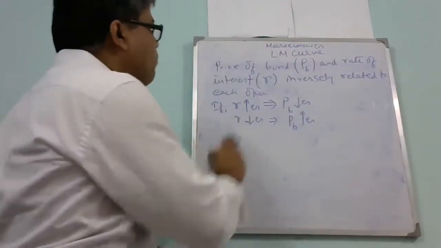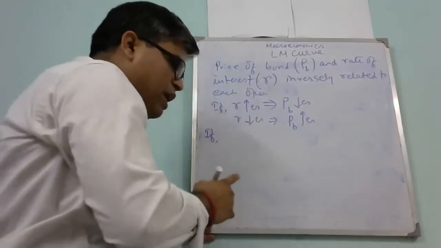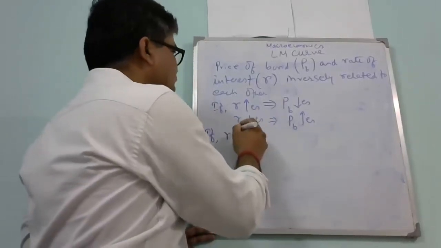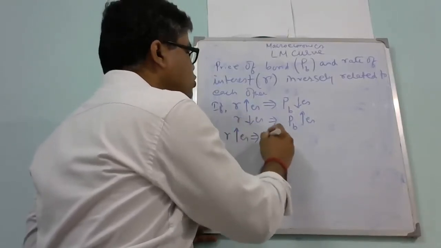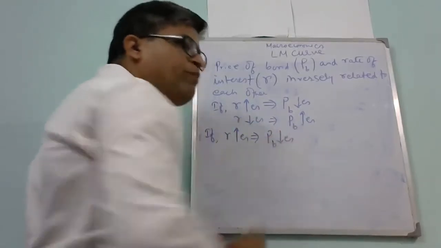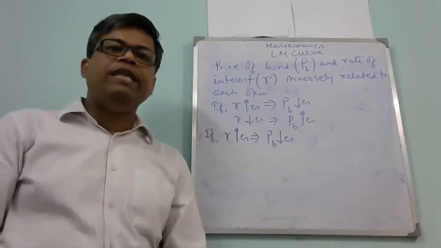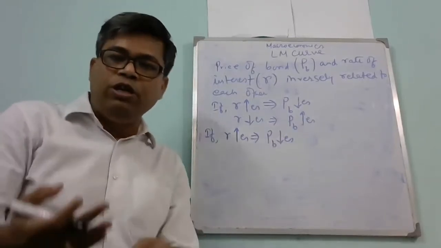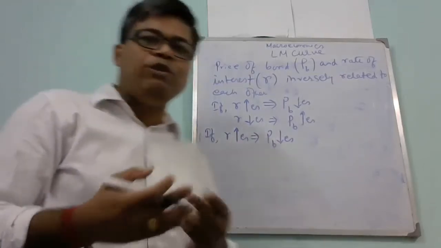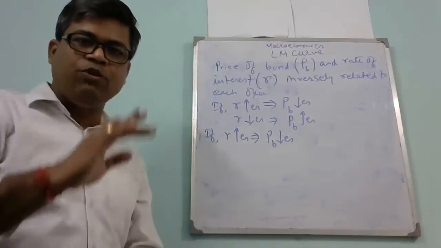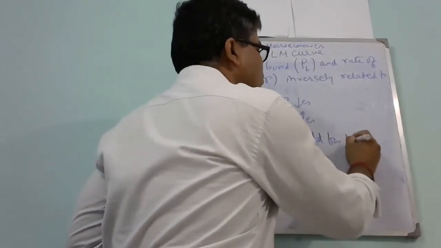Now suppose R increases, then the price of bond decreases. If the price of bond decreases, then the bond becomes much cheaper. Then what will the asset holders do? Asset holders will purchase more and more bonds because now the price of bond has become very cheap. It's going down, so the demand for bonds increases.